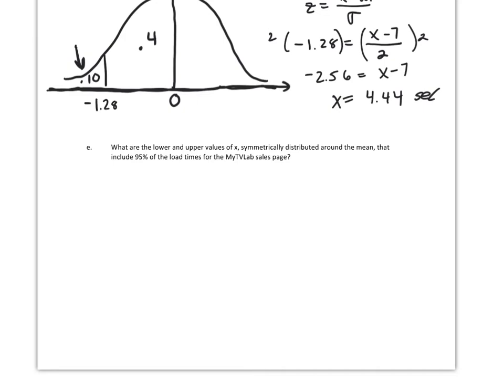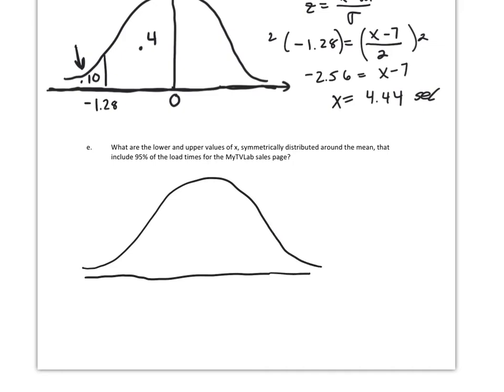All right, now let's look at the last one. What are the lower and upper values of x symmetrically distributed around the mean that include 95%? Okay, so what I'm trying to do here, it says symmetrical about the mean. This is the mean, and I want this to be 95%. Between here and here is 95%. That's the same thing as 0.95 probability underneath the curve. If you take 0.95 and divide it by 2, you get 0.475 is here and 0.475 is there.